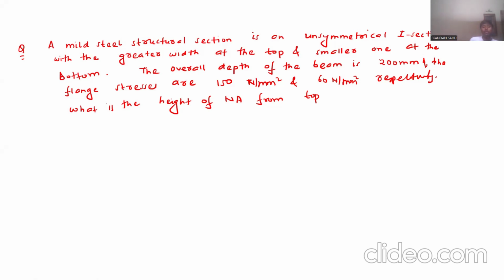Okay. So let me read the question for you people. A mild steel structural section is an unsymmetrical I section with the greater width at the top and the smaller one at the bottom. That means your I section will be looking like this, something like this.